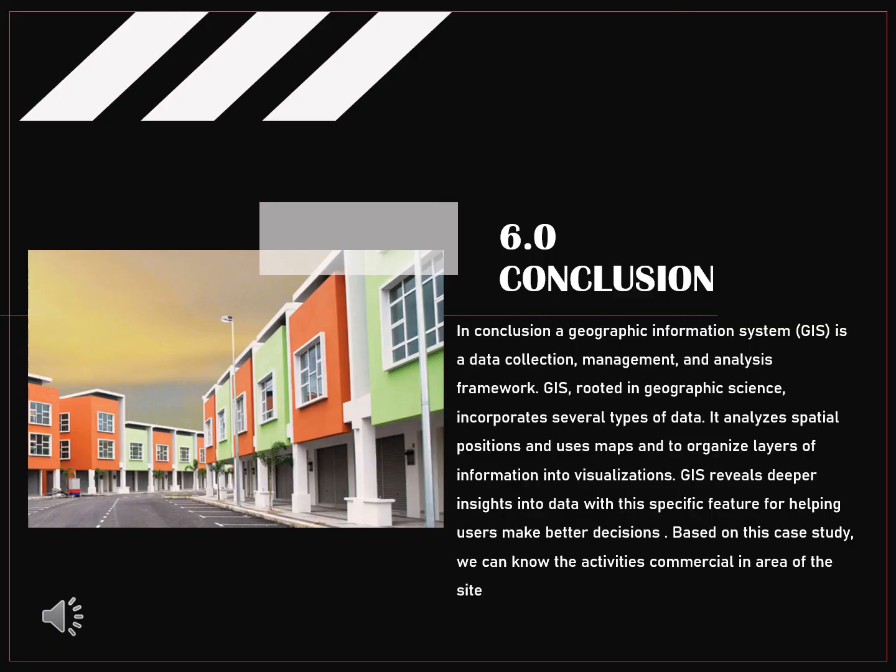In conclusion, a Geographic Information System (GIS) is a data collection, management, and analysis framework. GIS, rooted in geographic science, incorporates several types of data. It analyzes spatial position and uses maps to organize layers of information into visualization. GIS reveals deeper insights into data with specific features, helping users make better decisions. Based on this case study, we can know the commercial activities in the area of the site.